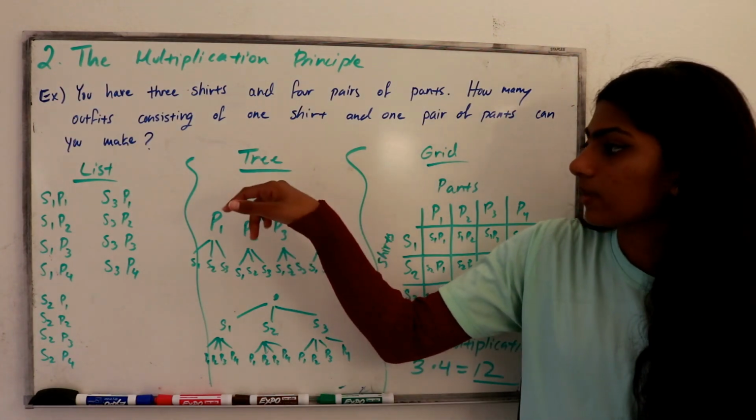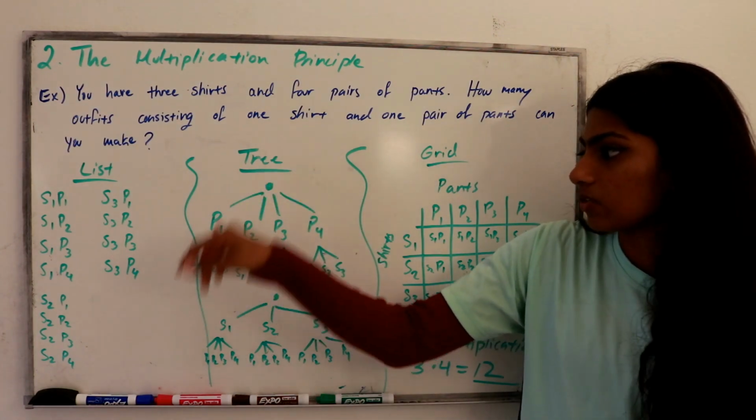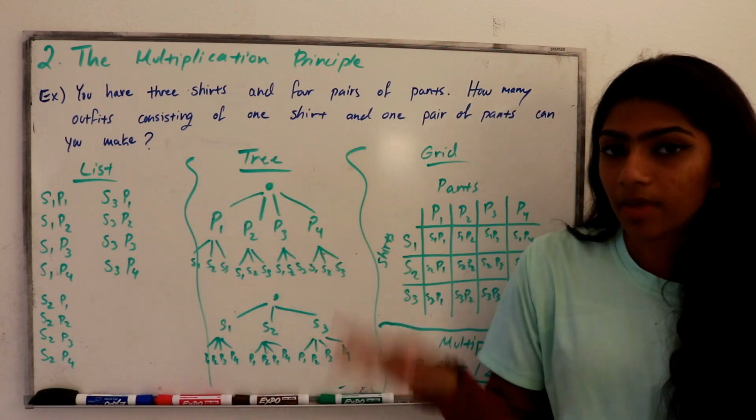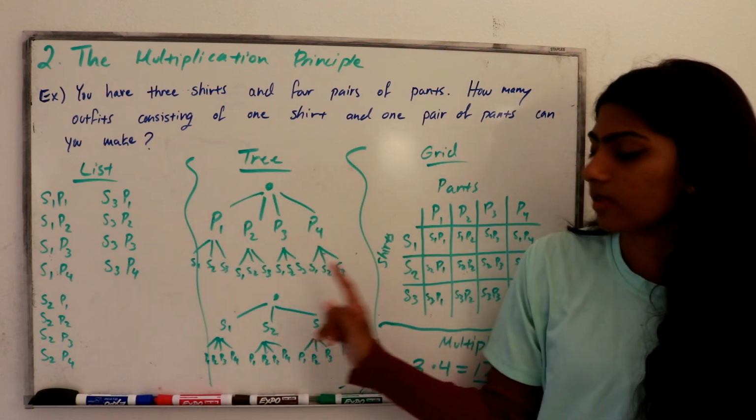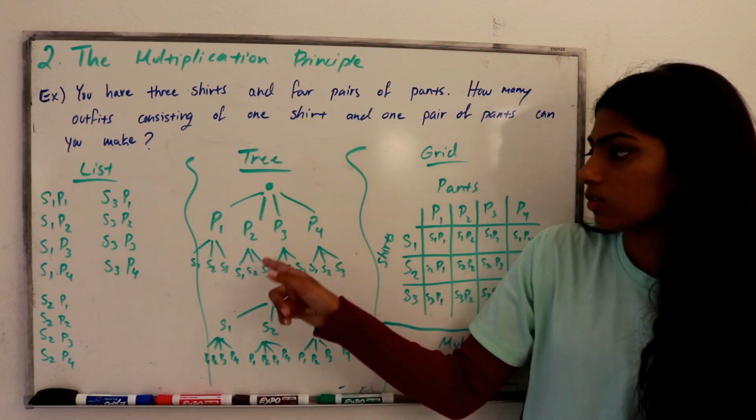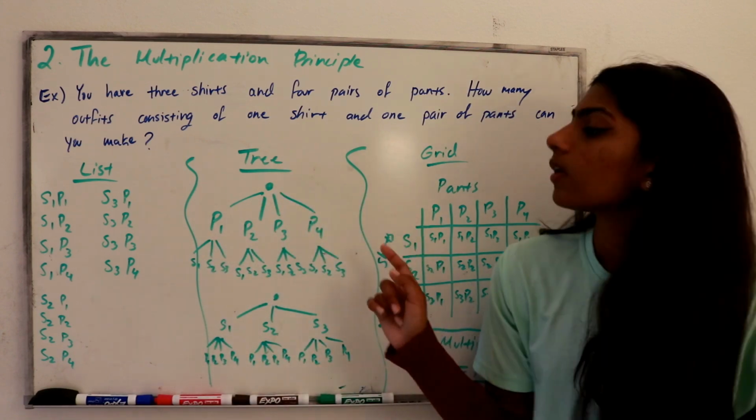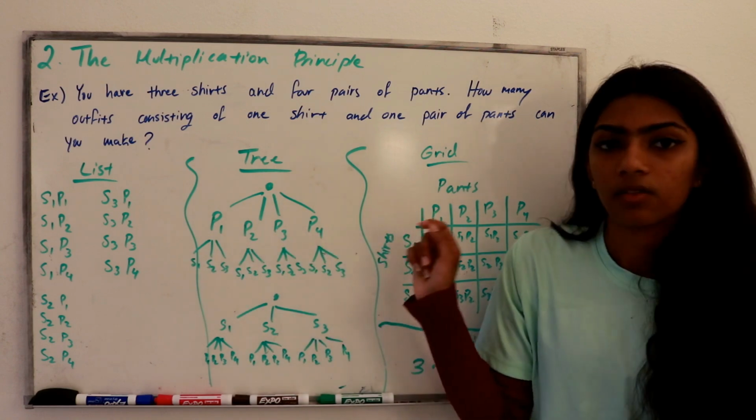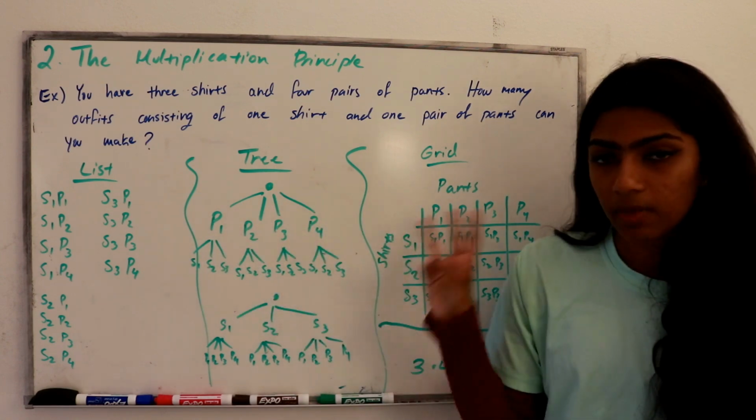First, you start with a starting point, and then you branch out. You can either start with the pants or the shirts. In this case, let's start with the pants. You have 4 different options for the pants. You can try pant 1, pant 2, pant 3, or pant 4. Then for each pant that you pick, you have 3 options for each pant.